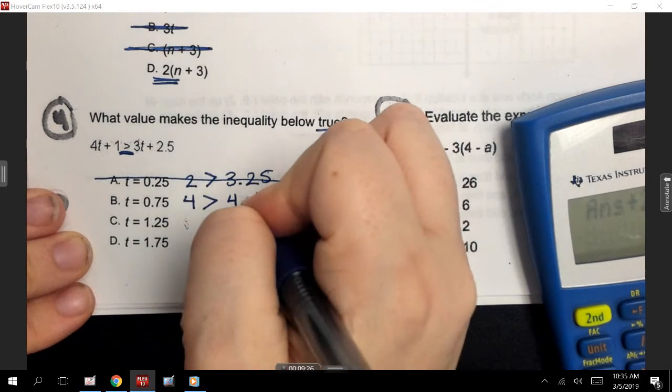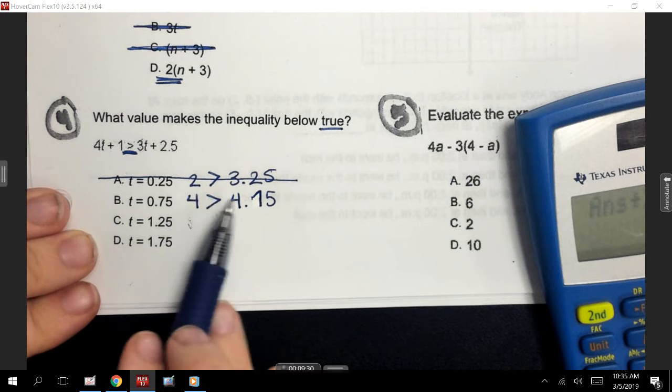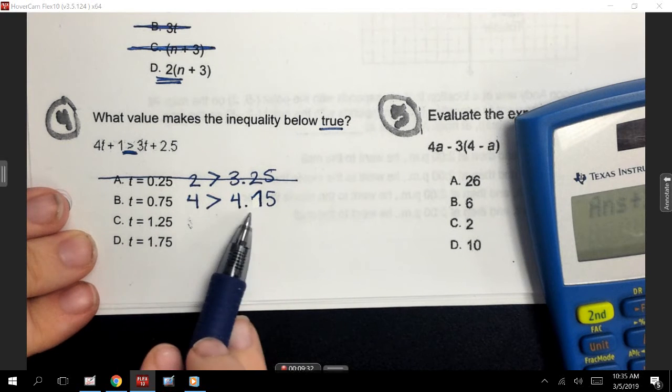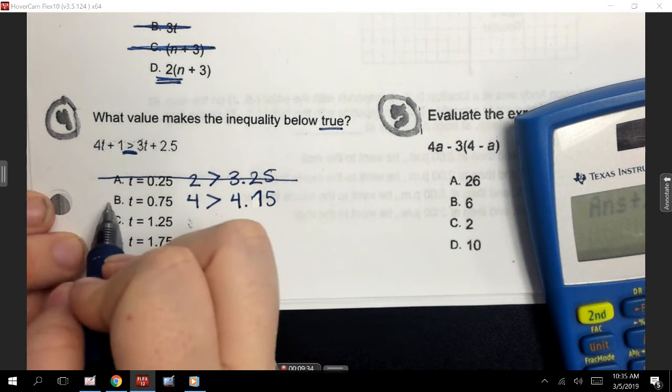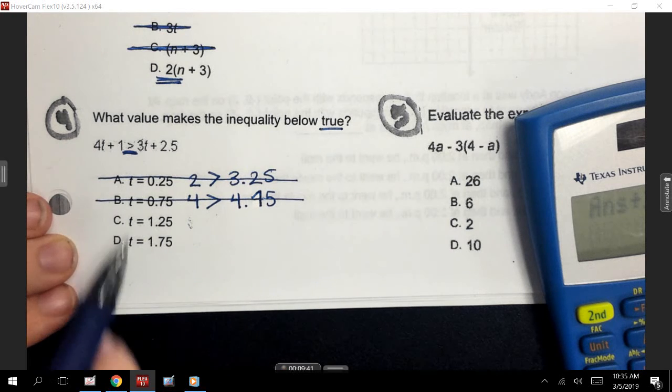So I got a 7 here, 7, 5. All right, guys, is that true? Is the alligator eating the right number? No, 4 is still smaller, so is B going to work? No, so let's mark it out. All right, C, same thing.